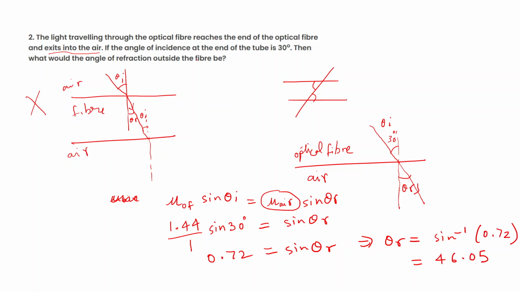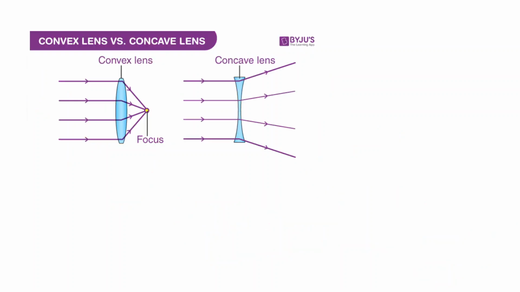So if we have been given options, accordingly we can round it off to 46 degrees as well. So this will be the angle of refraction. So these were the questions based on Snell's law or the laws of refraction. Till now we were discussing the law of reflection, the law of refraction, and we also discussed the spherical mirrors, concave and convex mirrors.